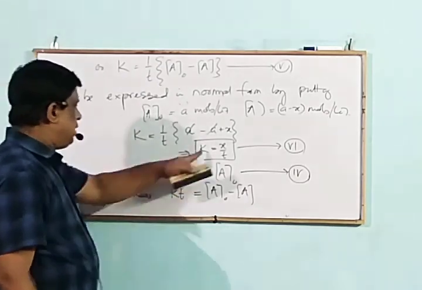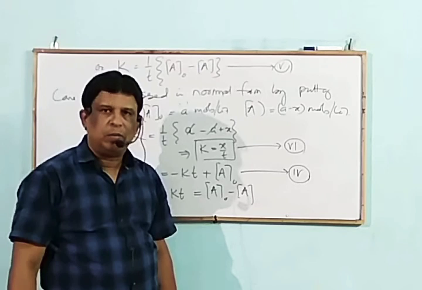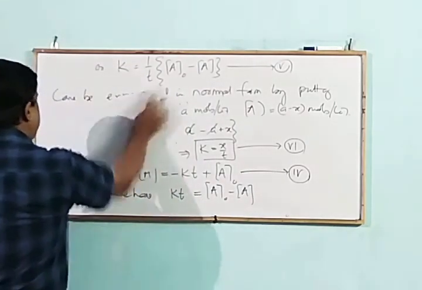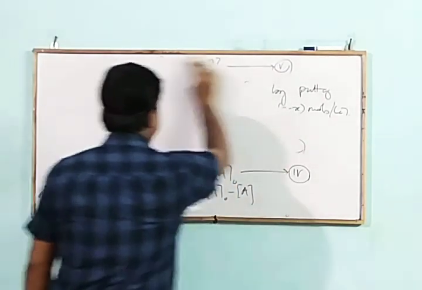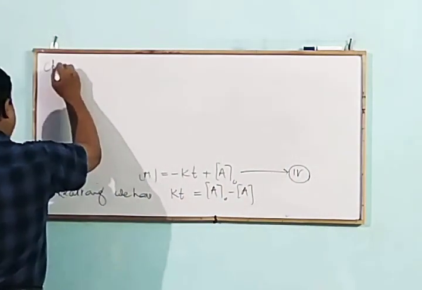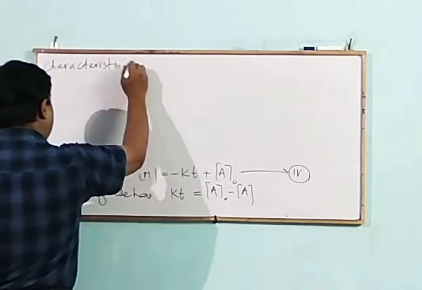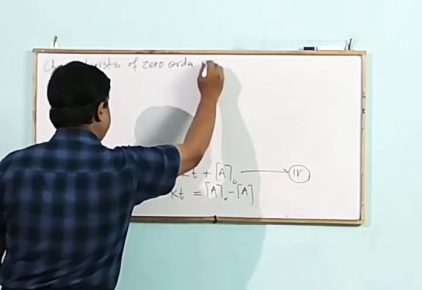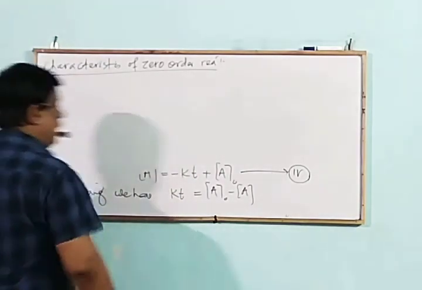Mark that. It is the required expression for zero order kinetics in normal form. Mark that. Next we discuss some characteristics of zero order reaction. There are 3 to 4 points.